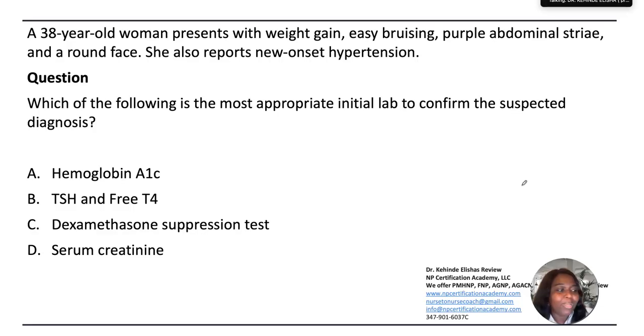Here's a 38-year-old woman. 38-year-old woman, keyword. Present with weight gain. Weight gain, keyword. Of course, easy bruising is a keyword. Purple abdominal striae, keyword. And then she also reports new onset of hypertension. Which of the following is the most appropriate initial lab to confirm the suspected diagnosis? A. Hemoglobin A1C. B. TSH and free T4. C. Dexamethasone suppression test. D. Serum creatinine. What do we think?